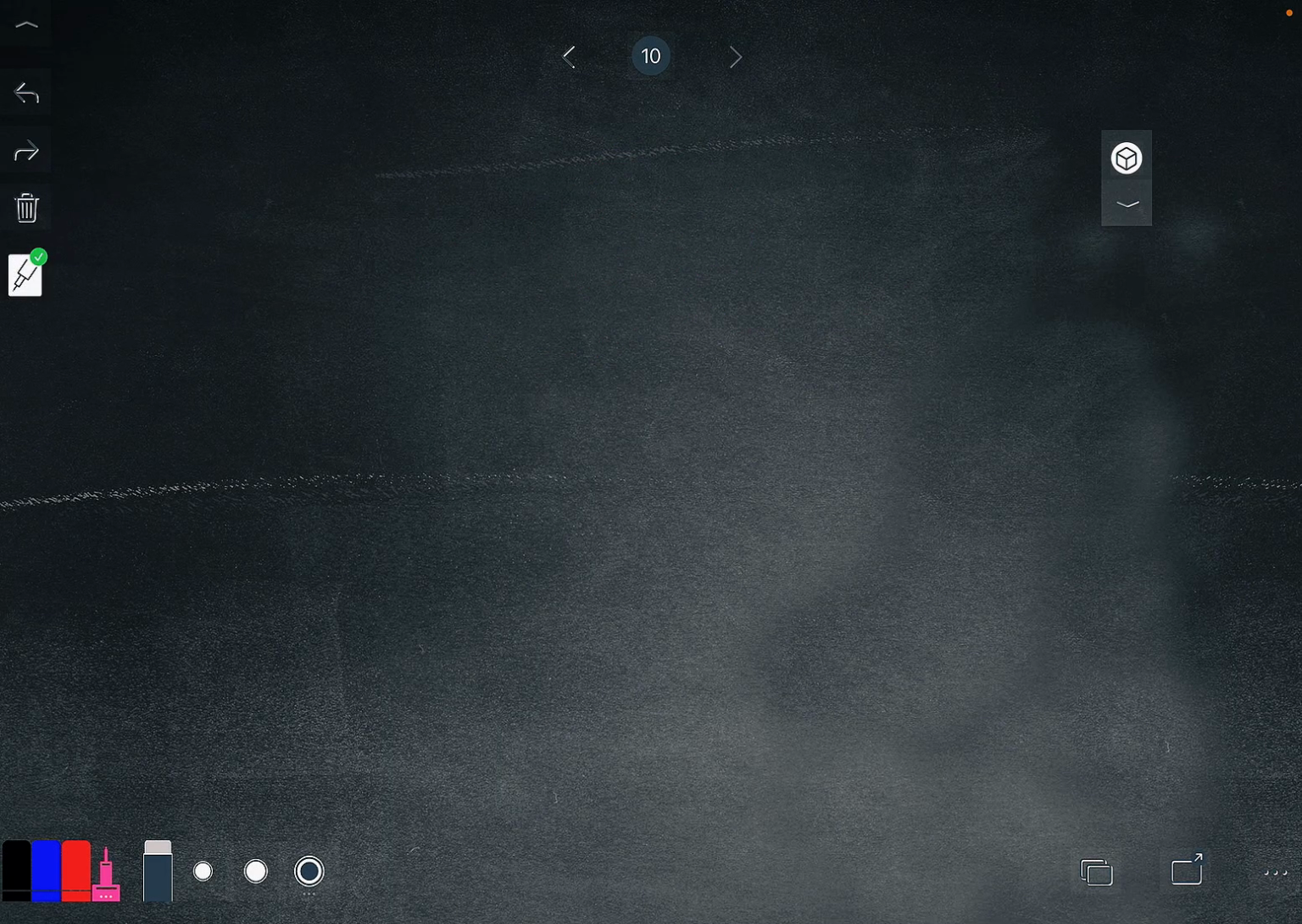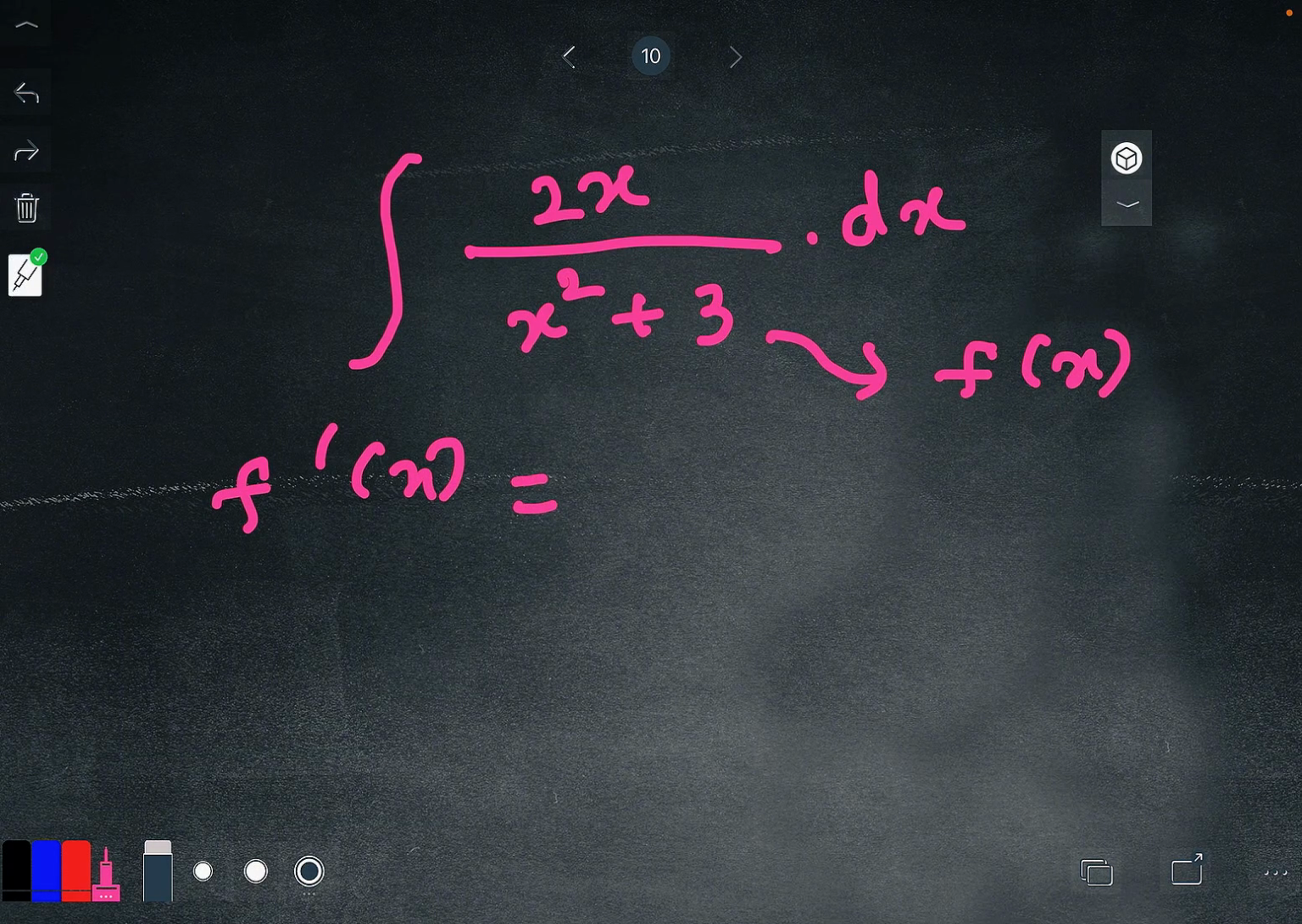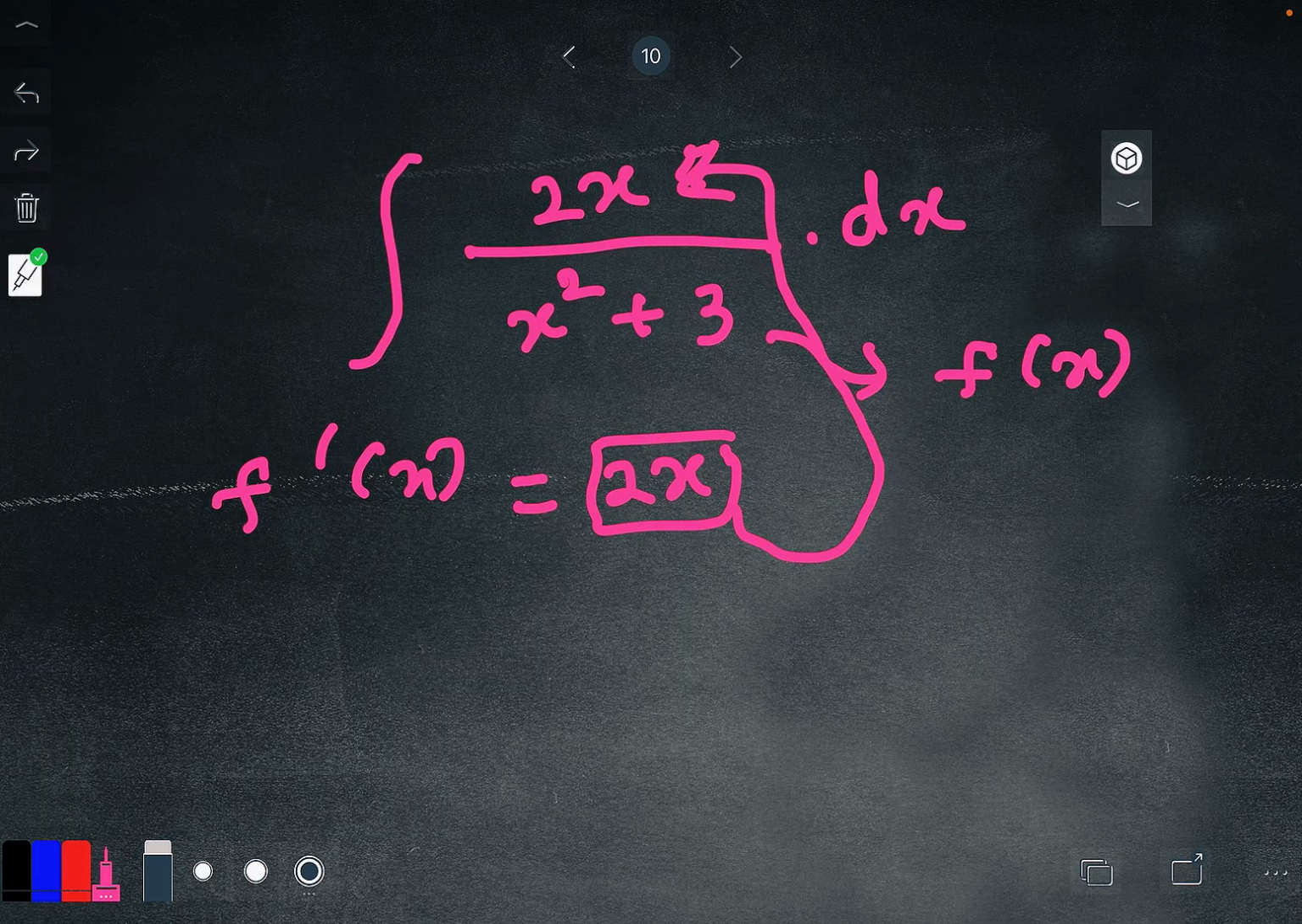Let's see an example. Let's try to find the integration of 2x over x to the power 2 plus 3. So what did we discuss earlier? We first have to identify this as f of x and find out the f prime x. What is f prime x? The derivative of the denominator is 2x. Now compare the f prime x with the numerator. Is it the same? Yes, it's exactly the same. So this is the pattern.